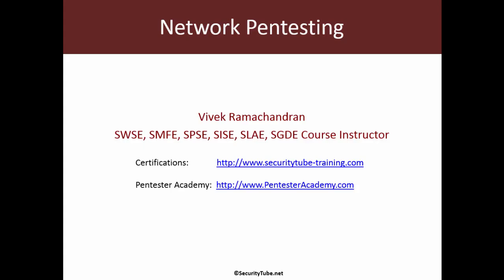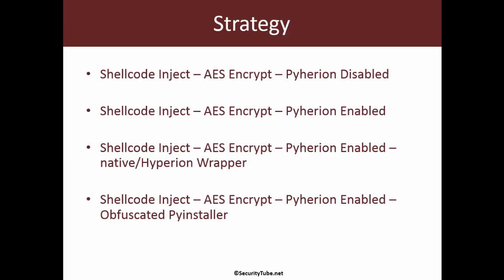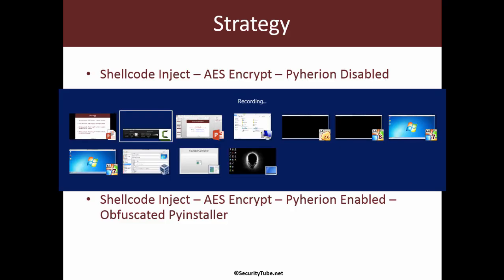Hello all, welcome to the network pen testing series at Pentester Academy. Now in this video, we will continue with AV Evasion as No Silver Bullet Part 2. Now in Part 1, we looked at going ahead and using the shellcode inject AES encrypted payload with Fiherian disabled, and we found that apart from McAfee, none of the other AVs which we benchmarked against were able to detect it. Now let's go ahead and create a binary with Fiherian enabled and see what happens.